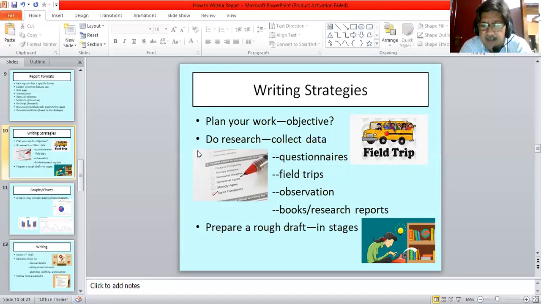So the rough draft obviously will follow the format which we have already talked about. That is, I will make a title page, I will put in a table of contents, I will put in an introduction, I will put in the main body of discussion, then I will put conclusions, recommendations, and so on. So I will prepare the draft of the material by inserting all the information that I have collected in this particular format.